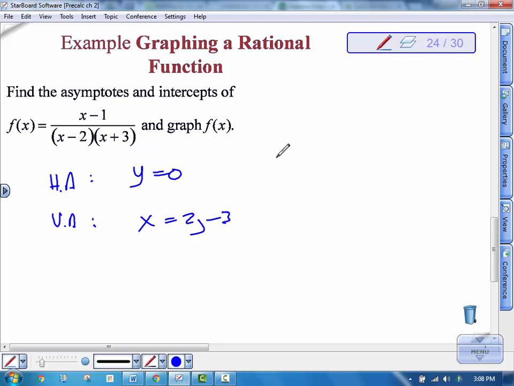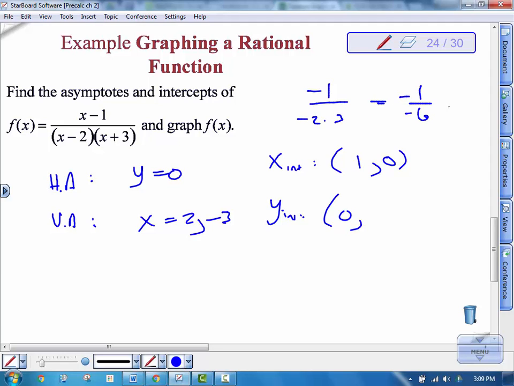And then we want the intercepts as well, so the x-intercept occurs where y is 0. So plug in 0 for y, and that'd be 1. And then the y-intercept occurs where x is 0, so plug in 0 for x, and you get negative 1 over negative 2 times 3, which is negative 1 over negative 6, which is 1/6.